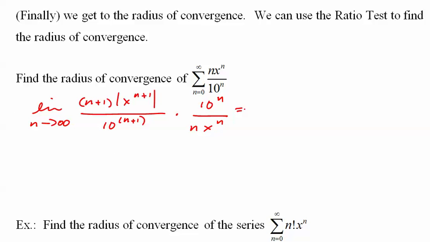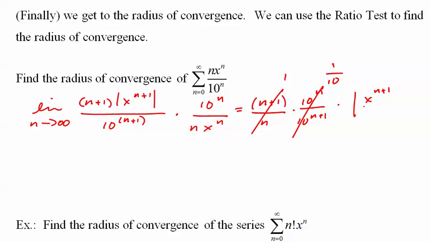Put together pieces that look like each other. n plus 1 over n is going to go to 1 as n goes to infinity. 10 to the n over 10 to the n plus 1 is going to go to 1/10. And x to the n plus 1 over x to the n is going to go to x.